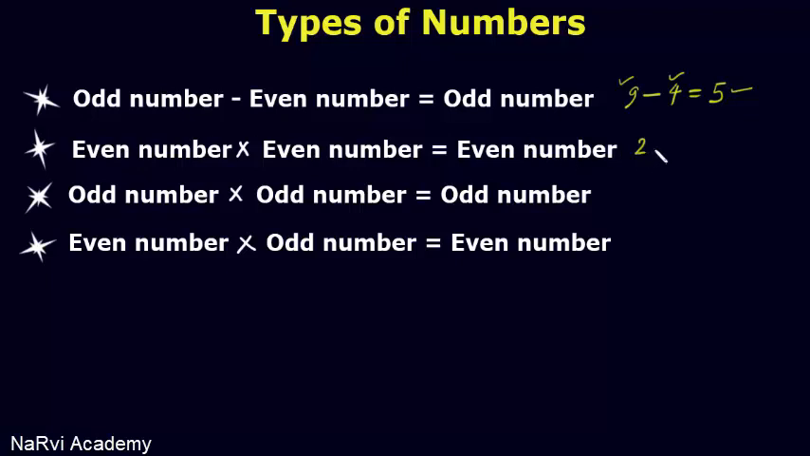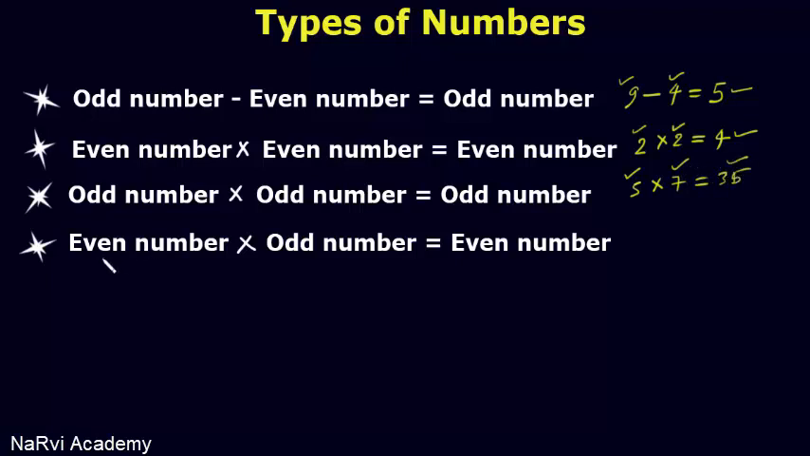For example, 2 into 2 equal 4. Here 2 is an even number, again 2 is an even number, and the answer 4 is an even number. If we multiply one odd number with another odd number, we will always get an odd number. For example, 5 multiply with 7, it's 35. So here 5 is an odd number, 7 is an odd number, and 35 is an odd number.